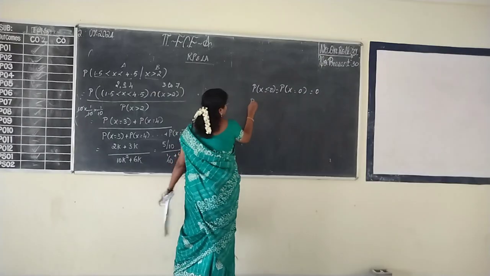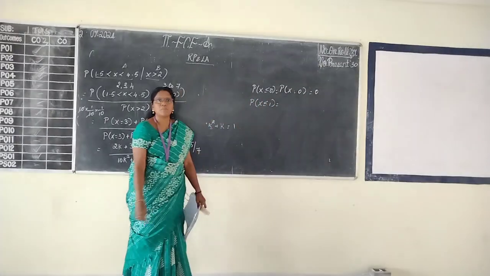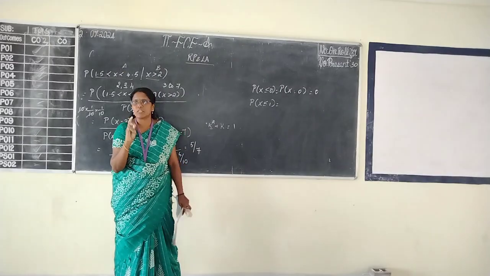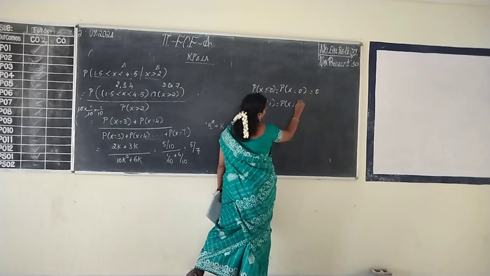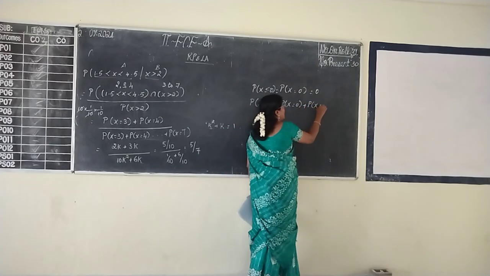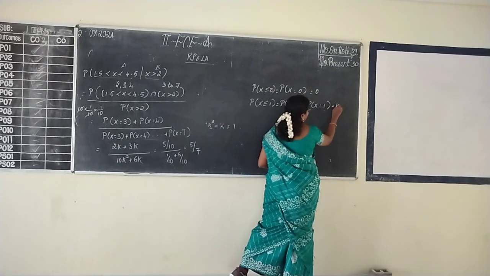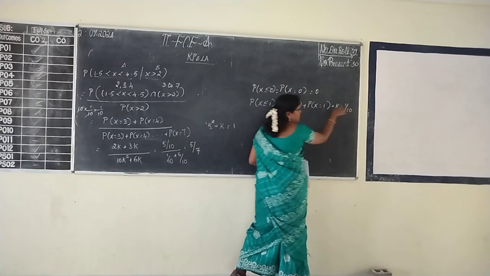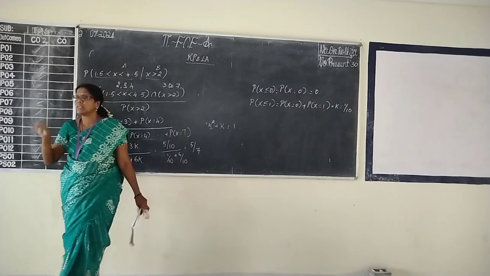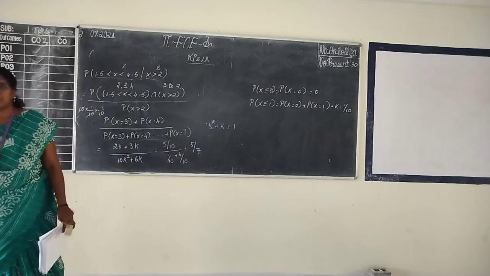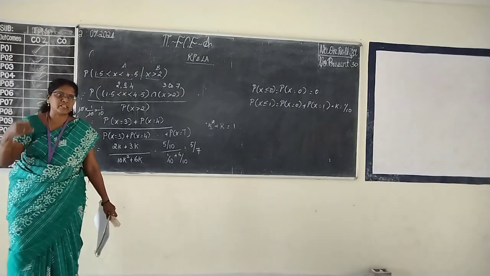Second one, probability of x less than or equal to 1. What are the values possible? Two values, 0 and 1. So probability of x equal to 0 plus probability of x equal to 1. What is the answer? K. What is K? 1 by 2. Whether it is greater than 1 by 2? 1 by 2, what is the decimal value? 0.5. Whether 1 by 10 is greater than 0.5? No. So we go for the next one.